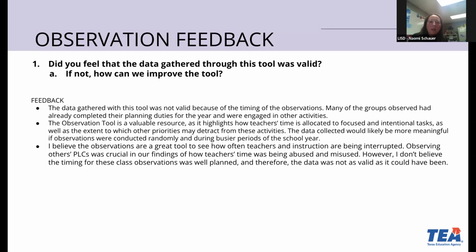Ours would be totally fine with it. They're used to people coming in and out of meetings and classrooms, so I don't really think that they would be bothered at all.